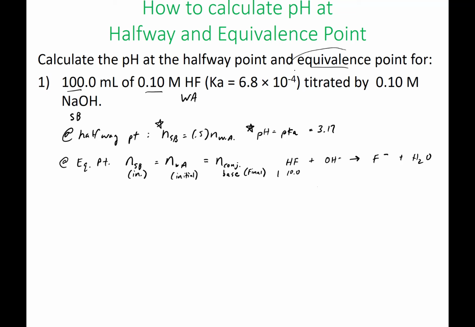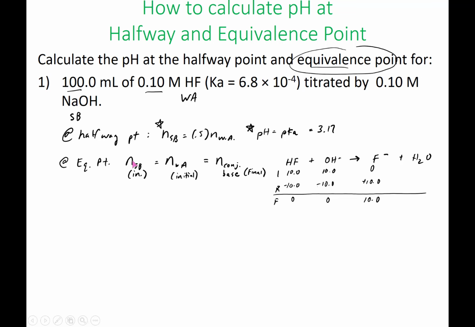And if it's at the equivalence point, then your millimoles of strong base are equal to your weak acid. So we're going to put 10 millimoles right here as well. So this is 10.0. Neither one is limiting, so they both run out. So this will be minus 10, minus 10. And there's neither left over, and this is going to be plus 10. So this goes to 10 right here.